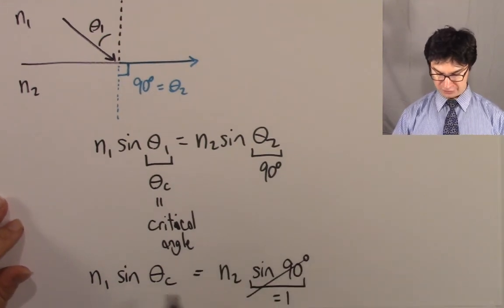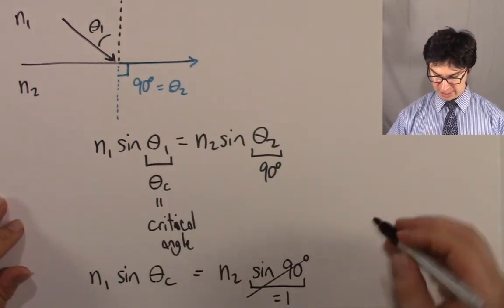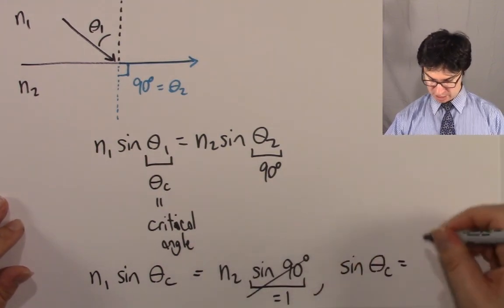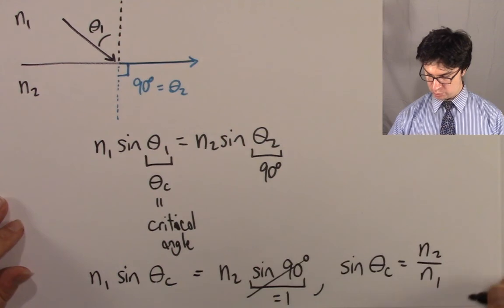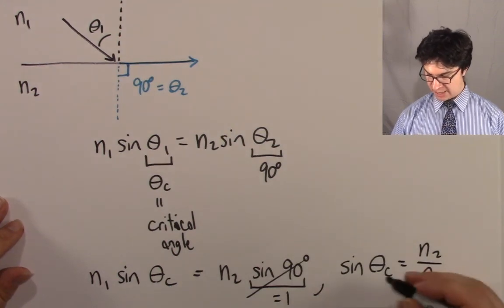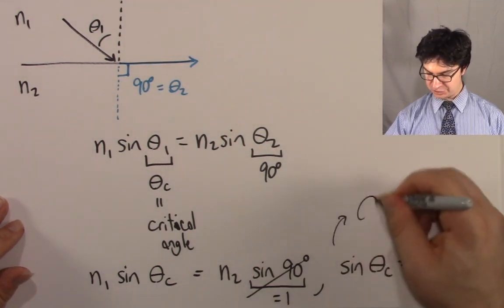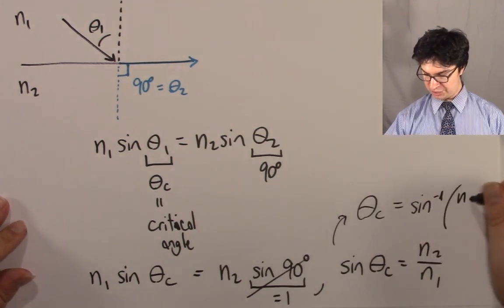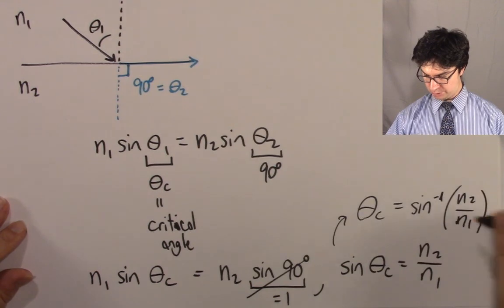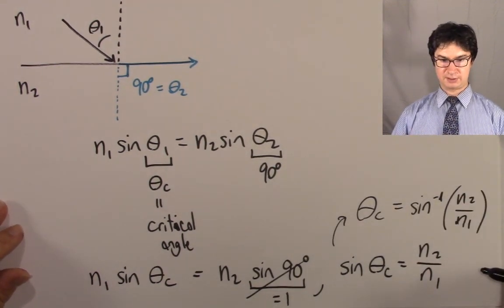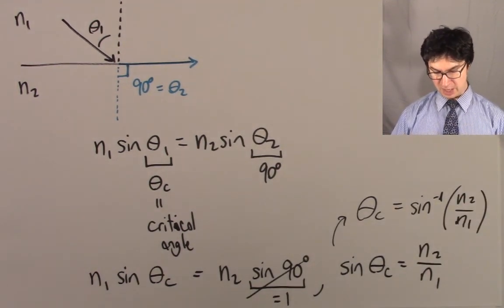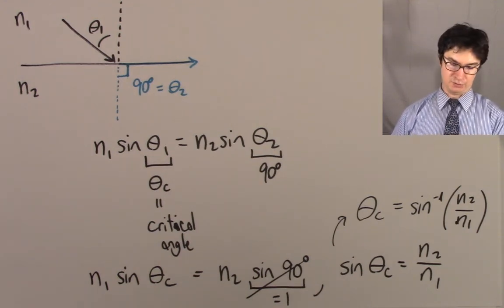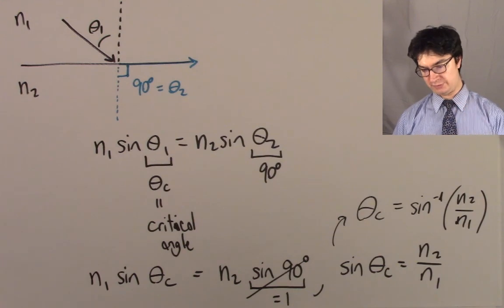So now, if we solve this for theta C, we're going to get sine of theta C equals N2 over N1. And that allows us to solve for theta C. We get theta C is equal to the sine inverse of N2 over N1. All right, and there it is. That's how you calculate the critical angle. At any angle above the critical angle, all of the light is going to reflect back into the original material, and we will have total internal reflection.